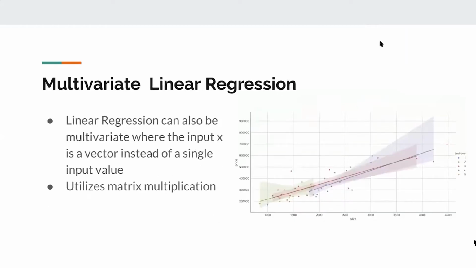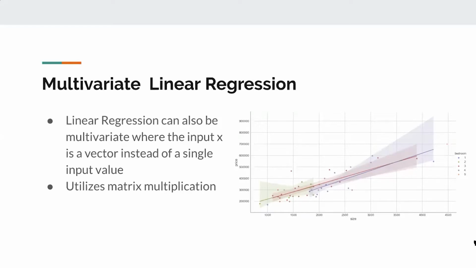Then what we're going to get into is something called multivariate linear regression. This is linear regression, but instead of just having a single x number to number y, you input a vector or a list of values that you then map to a single y. This utilizes matrix multiplication or the dot product, which we went over last time.